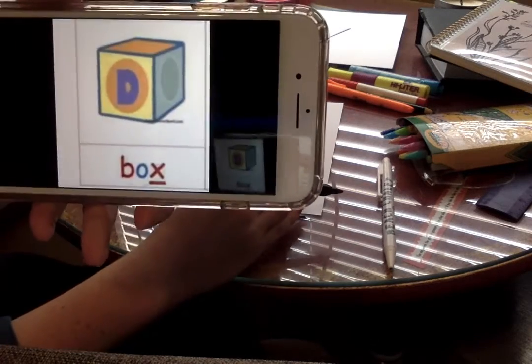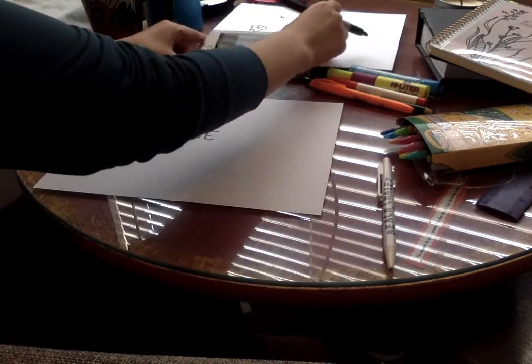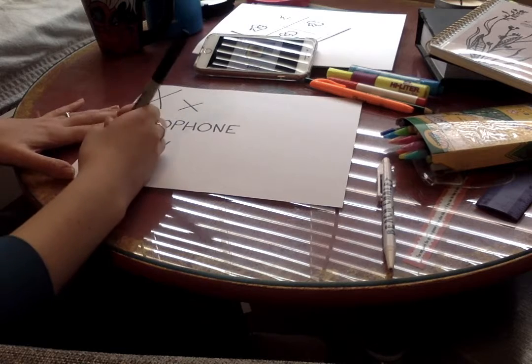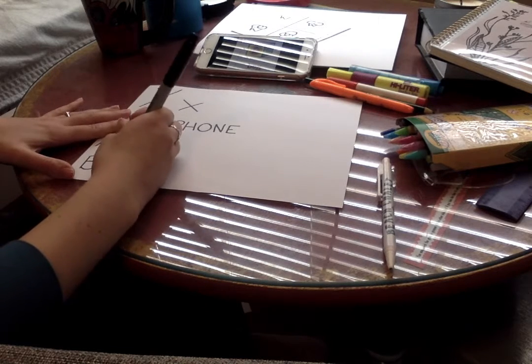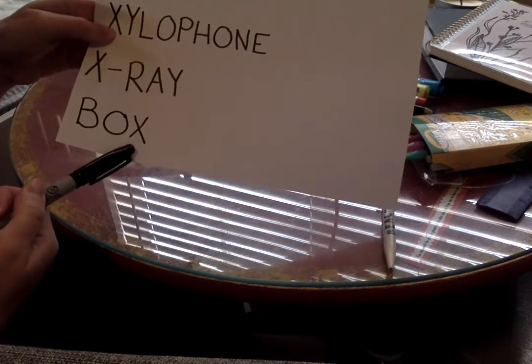All right. Our next word isn't a word that starts with an X, but it ends in an X. It's the word box. B-O-X. So we're going to write that. B-O-X. Box. And that ends in an X.